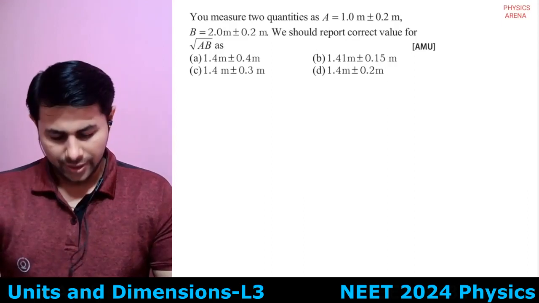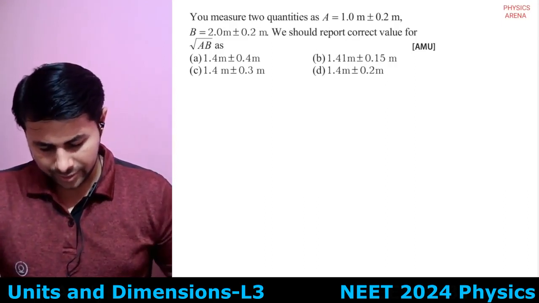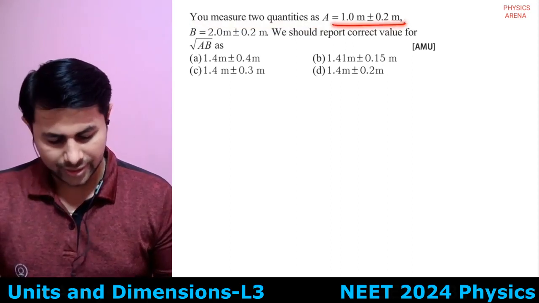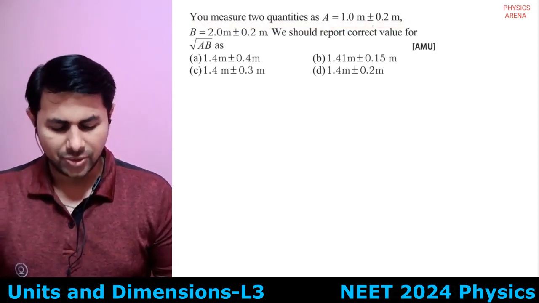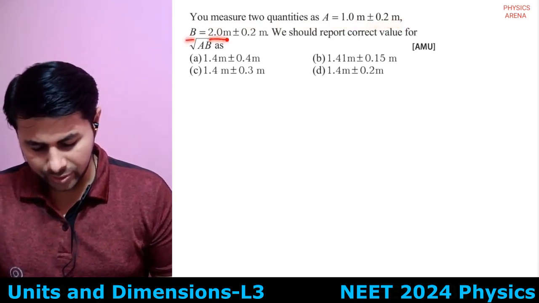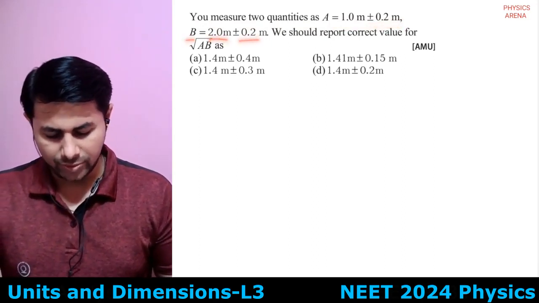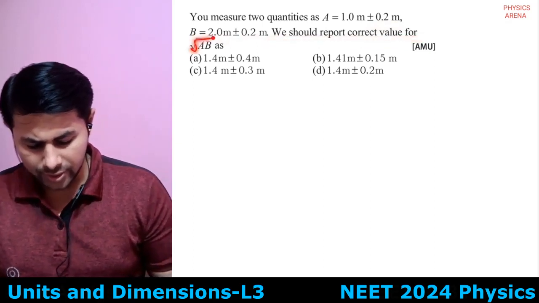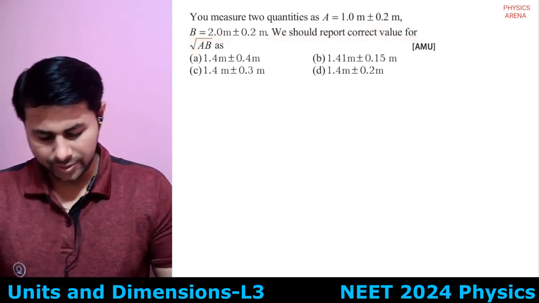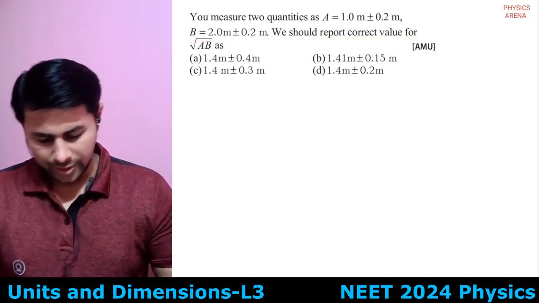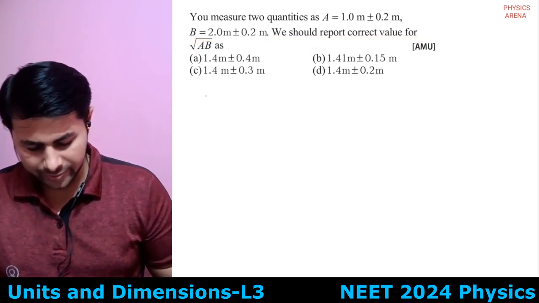All right. Next question. You measure two quantities. A is 1.0 plus minus 0.2 and B is 2.0 plus minus 0.2 meters. We should report the correct value for root AB. So we want to find out the correct value of root AB. Let's find root AB first.